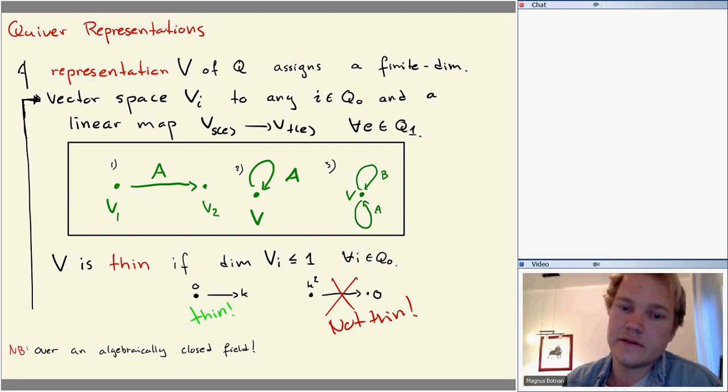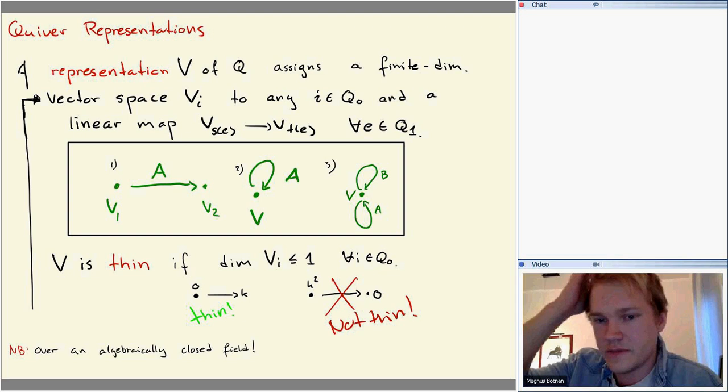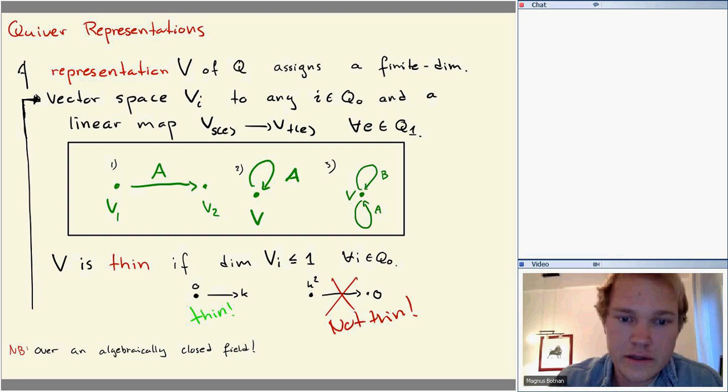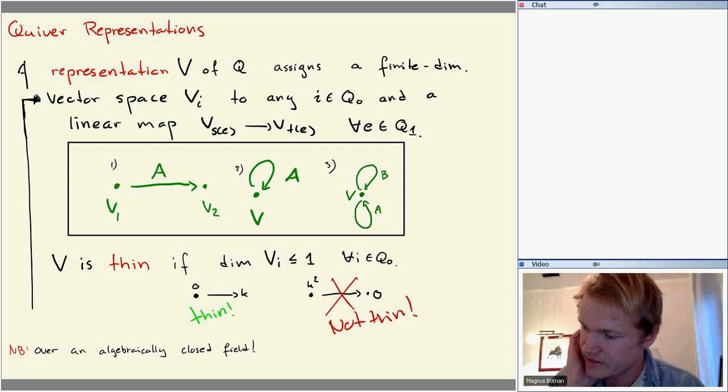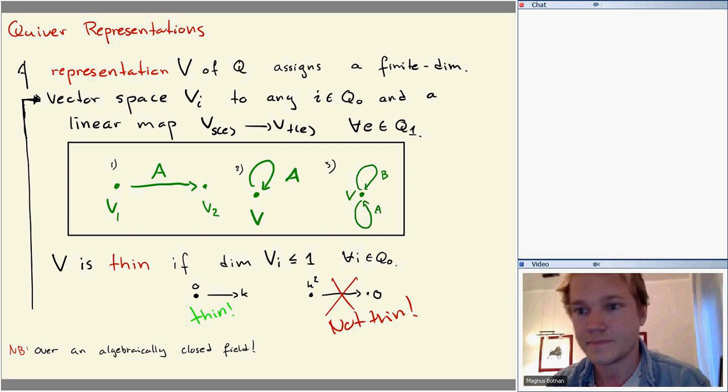This is the dimension of the vector spaces: for each vertex, the dimension of the space is at most one. So the left here is thin, and the right here is thin. And I want to emphasize, we're going to work on algebraically closed fields. It's not necessary for everything I'm going to say today. I think most things I go through without assuming this, but I don't want to deal with a technicality.